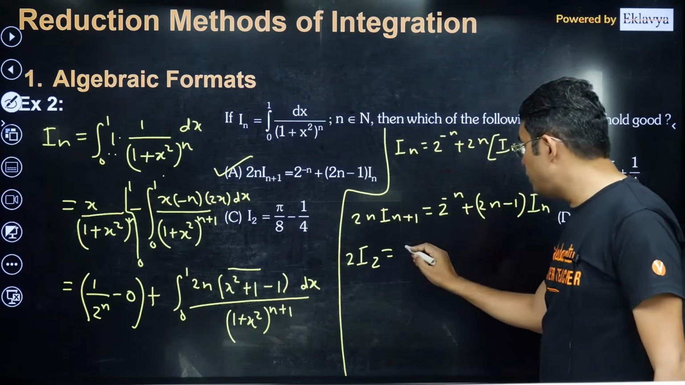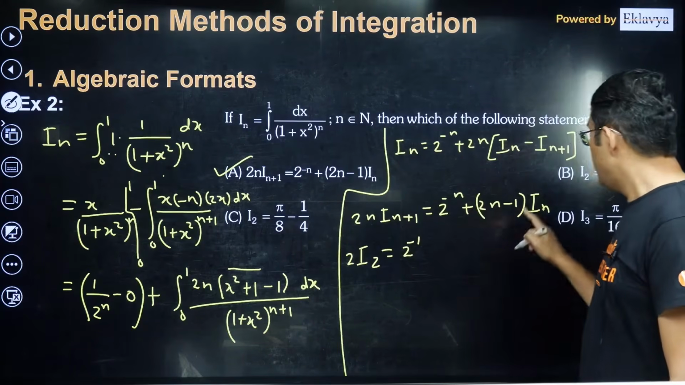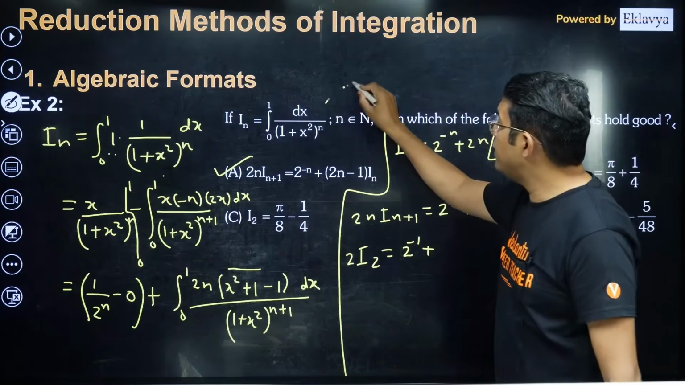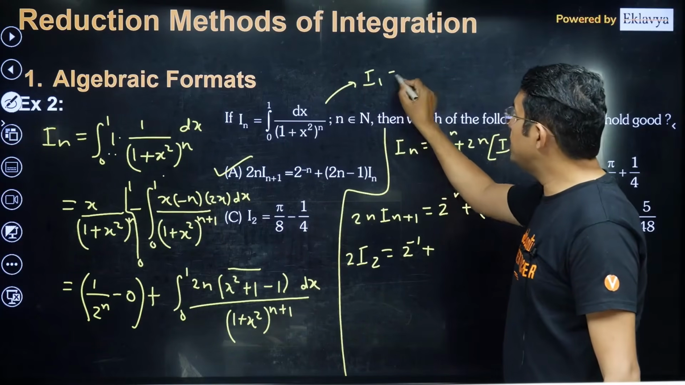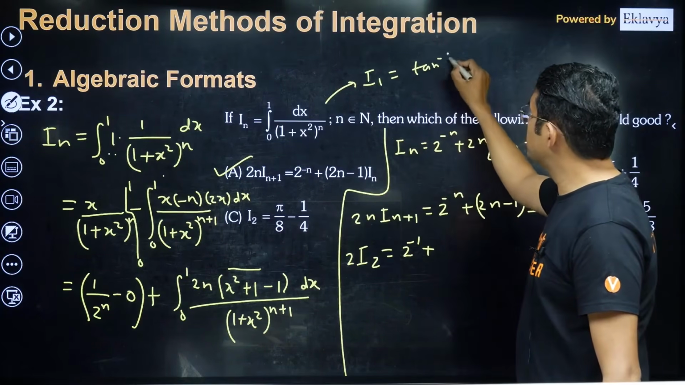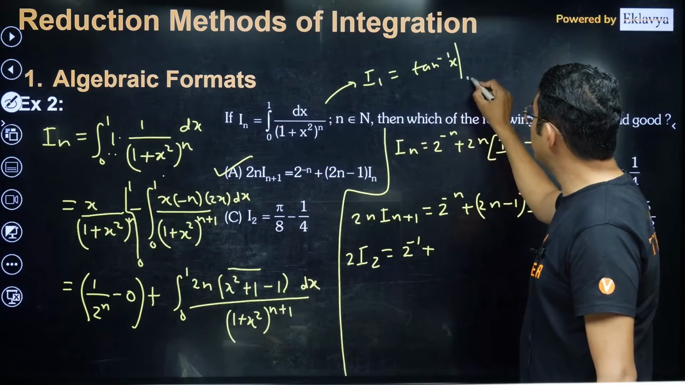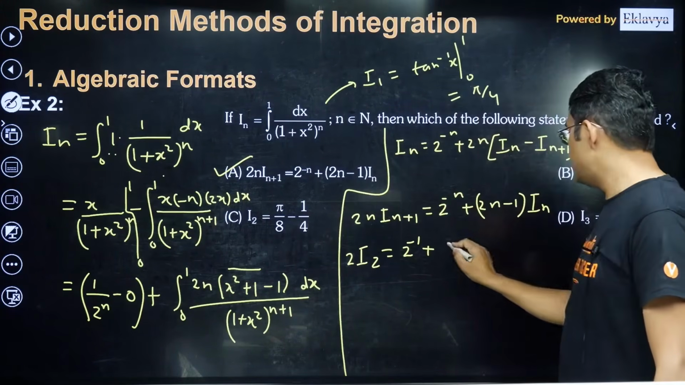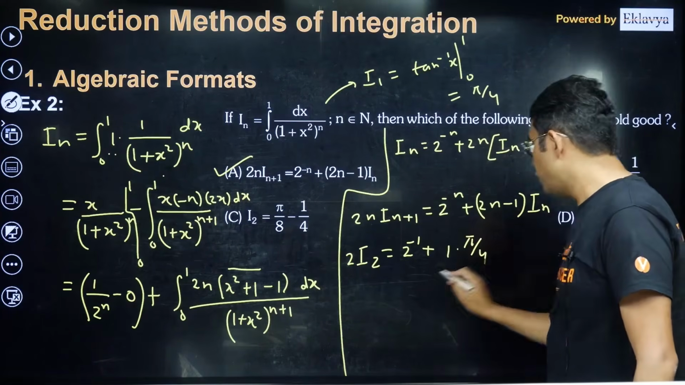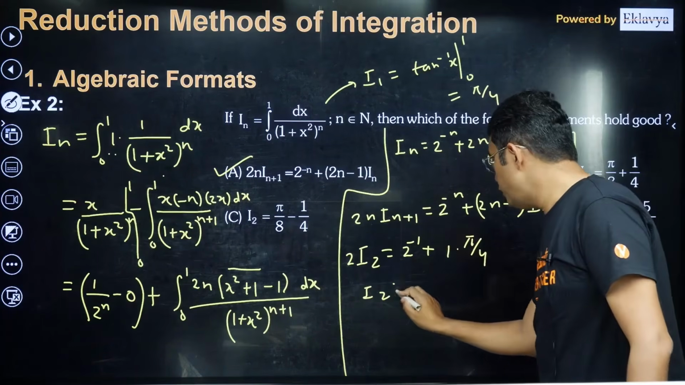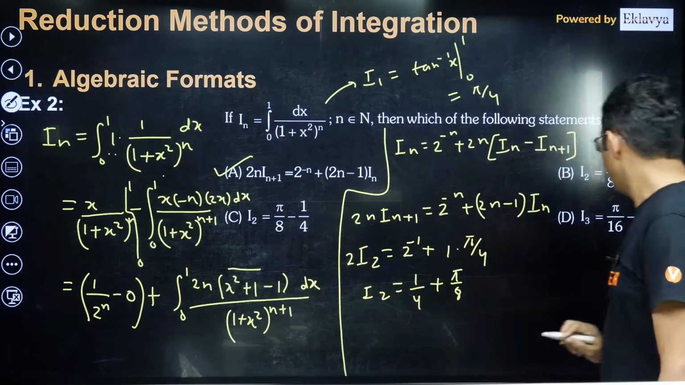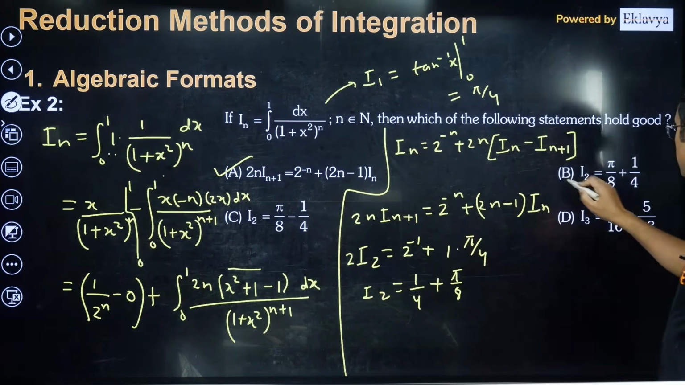For n is equal to 1 this will be 2 power minus 1, which is just 1. I1 I will write separately. I1 is just tan inverse x going from 0 to 1, so it will be pi by 4. So this is 1 into pi by 4. So what will be I2 here? I2 will be 1 upon 4 plus pi upon 8.